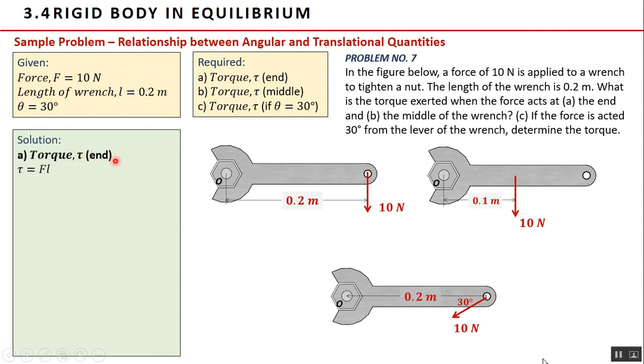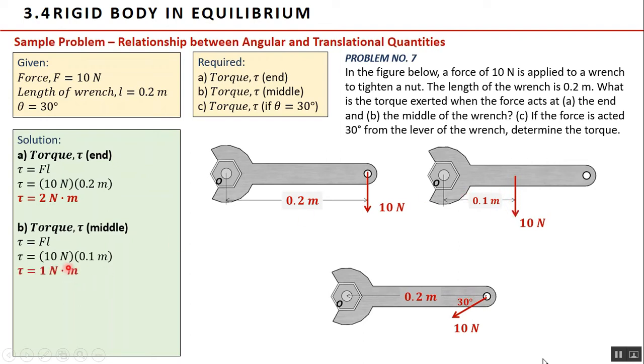For letter A, this is very easy. We apply the formula of torque, force times lever arm. But before you use this formula, make sure to check if the force F is already perpendicular with the lever arm L. So 10 newtons times 0.2 meter, the torque of the force about the center of the nut is 2 newton meter. For letter B, we use again the formula, torque equals force times the lever arm, but this time the force is acting at the middle of the wrench, so the lever arm is only 0.1 meter, then multiply it with 10 newtons, so the torque produced by this force, acting on the middle about the center of the nut, is 1 newton meter.